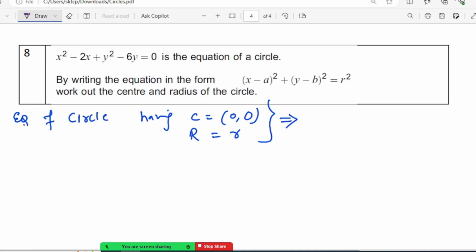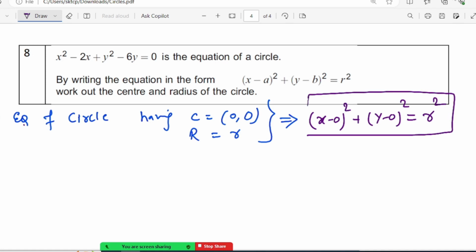I think it's x minus 0 squared plus y minus 0 squared equals r squared. Very good. Just in reverse manner you can think: if you have this form, then you can write the center and radius. Second, I'm not explaining in detail, I'm just summarizing all the concepts.